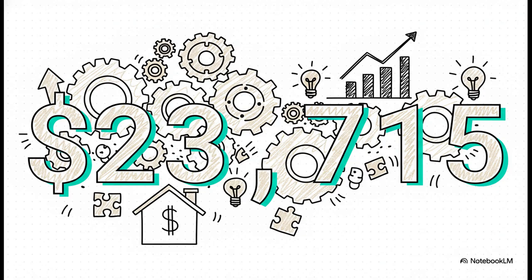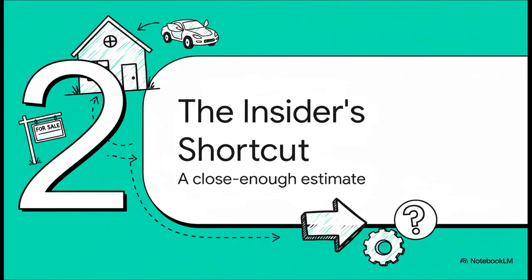$23,715. That's it. That is the exact to-the-dollar yearly payment on that loan. We just solved that scary-looking formula with a basic calculator. How cool is that? But, okay, let's be realistic.